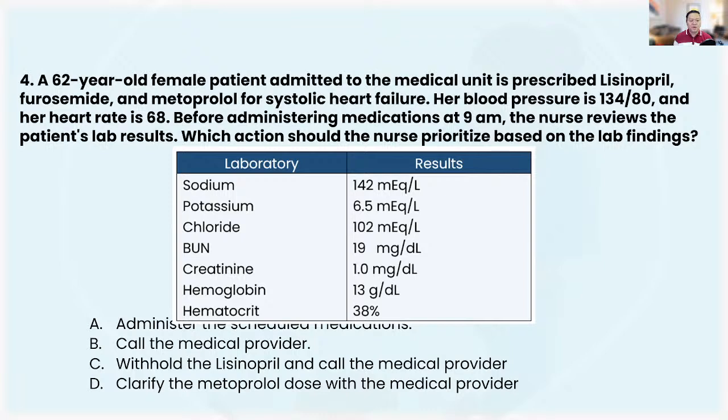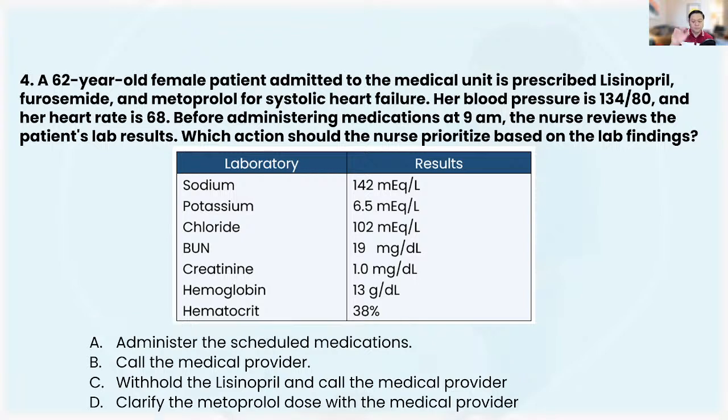Now we're going to move on to the next test question here. A 62-year-old female patient is admitted to the medical unit, is prescribed lisinopril. Oops. Before I do that, let me just fix this real quick because I'm seeing an overlap of the test answer or the options and the laboratory data. So this is on page 490. Okay, let me just adjust this. All right, very good.